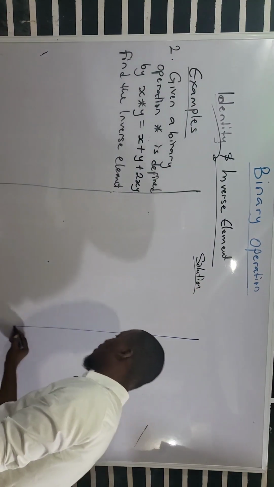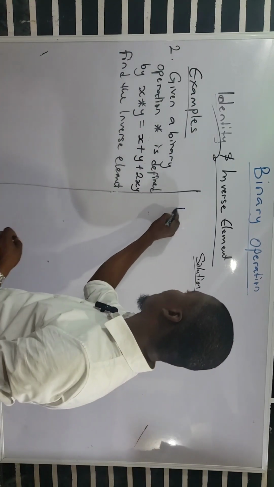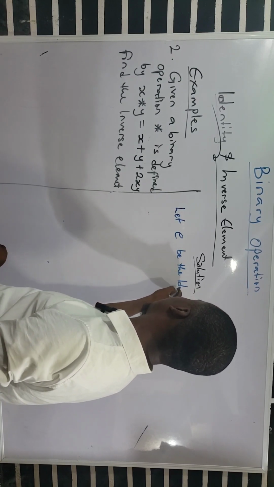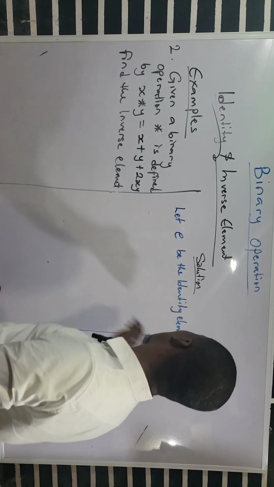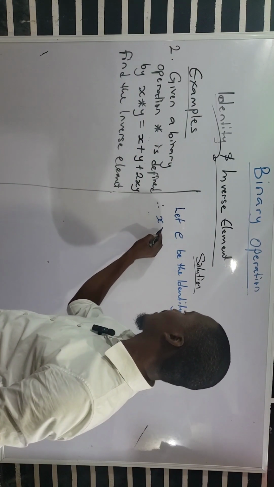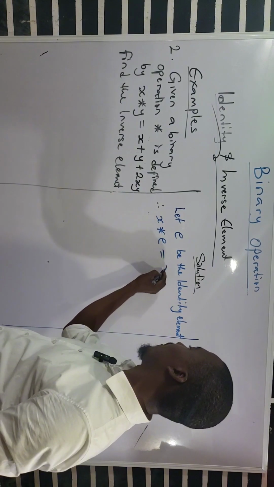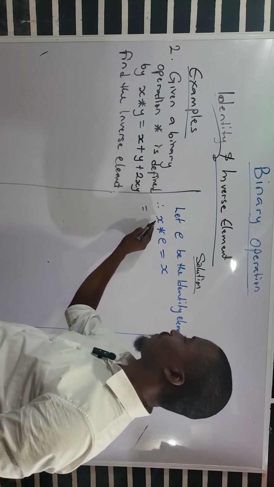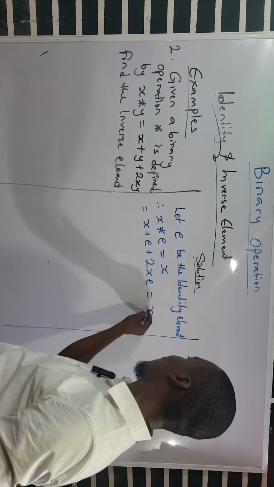So let's partition this board into more portions. We define our identity, so let E be the identity element. So E is our identity element. Therefore, if we combine X, obeying the rule of combination of the binary operation, we'll get back our X. That's what makes it an identity. So let us combine that. That will give us X plus E plus 2XE, which will give you back X.